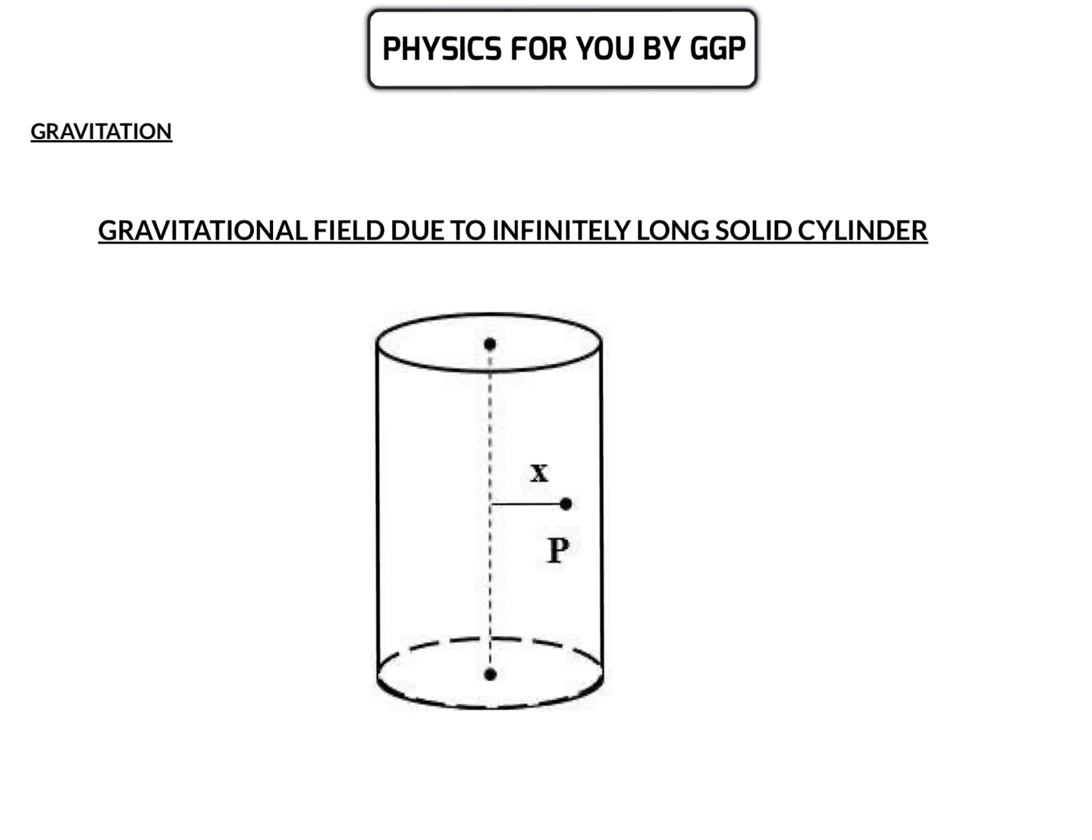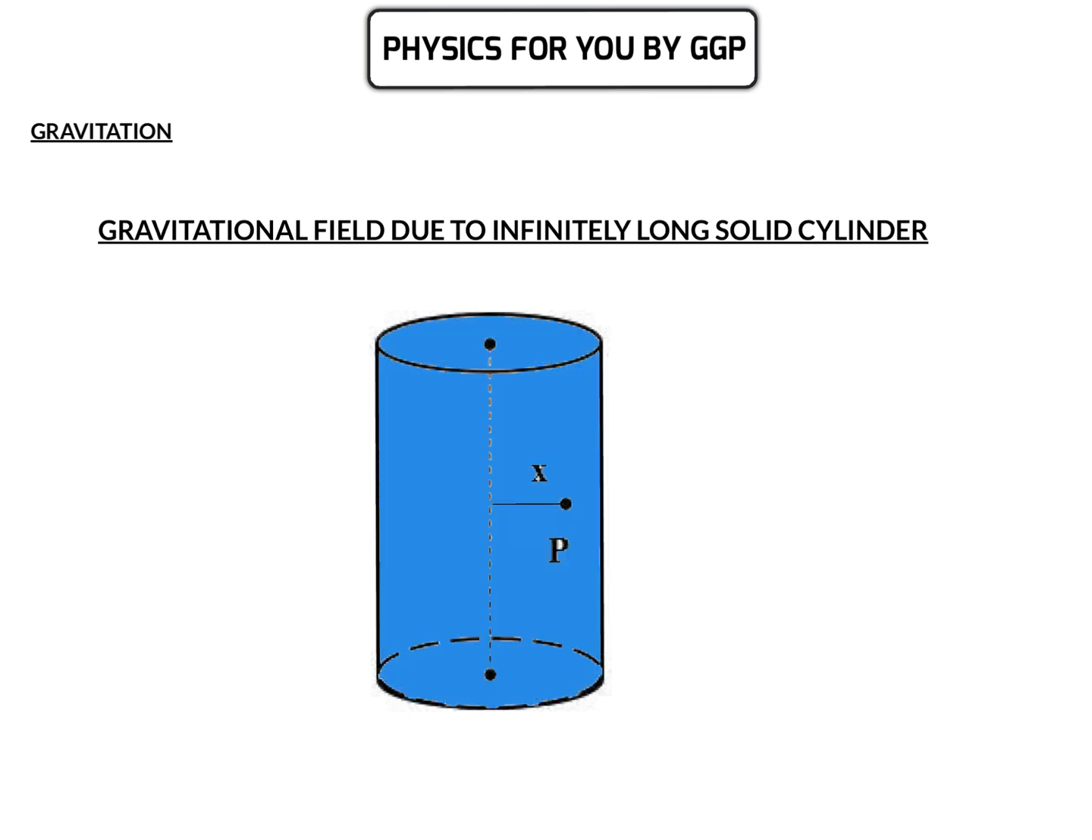In the case of a solid cylinder, we need to consider the mass inside this region also. In a hollow cylinder, we assume there is no mass inside, but in a solid cylinder, mass is inside. Due to symmetry, the direction of gravitational field strength is perpendicular to the surface and inward. Over here, the direction of the gravitational field will be something like this.